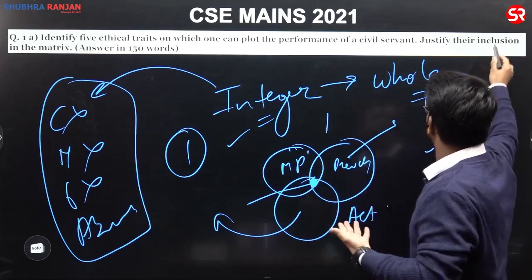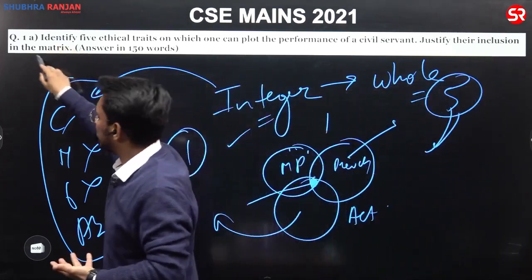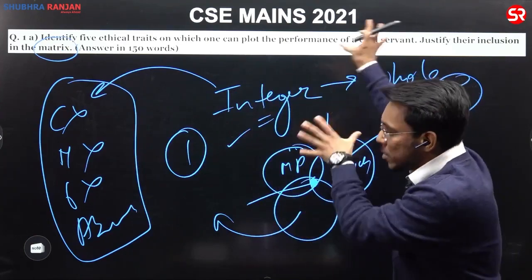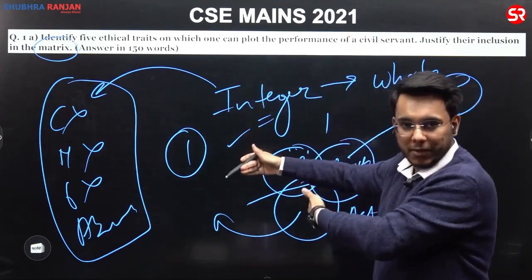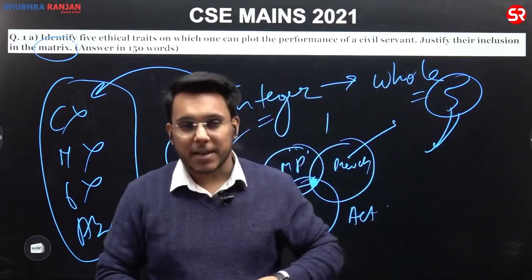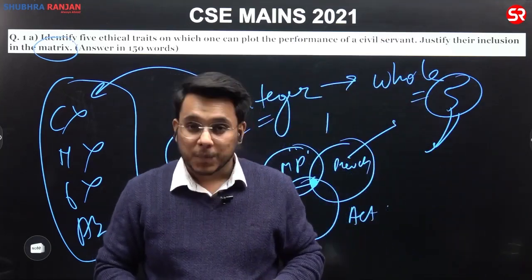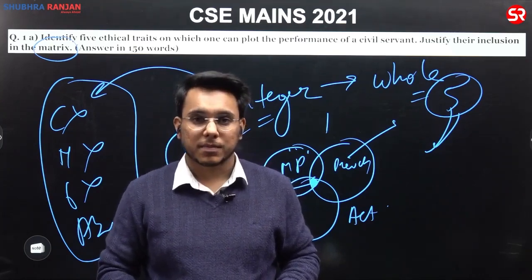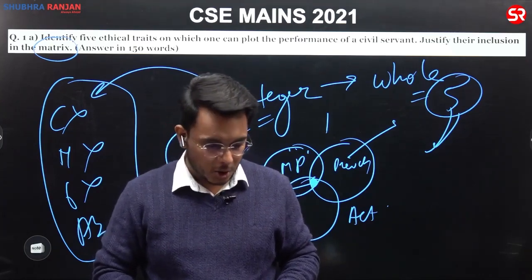So don't think that because the matrix has been asked, something very different will come. No. You just need to identify why you have included them in the list that you have come out with. Fine, that is the case. Okay, yes, any other doubt? Okay, any other doubt here? Okay, no, fine, good.